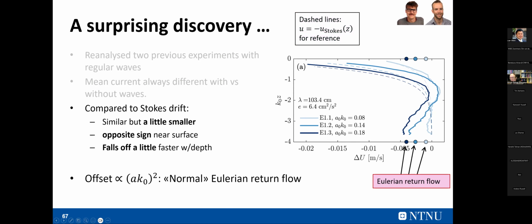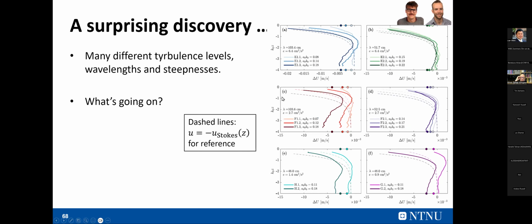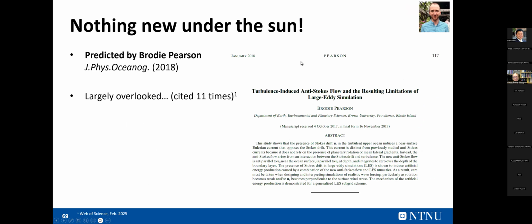Now there's this offset between the different curves. We corrected then for the Eulerian return flow that we expect to be there, and that seems to account for it. It's very good. We tried a number of different cases. It doesn't always fit equally well, but for reasons that I think we can explain, because some of these cases are a bit different. But in every case, you get the same kind of trend.